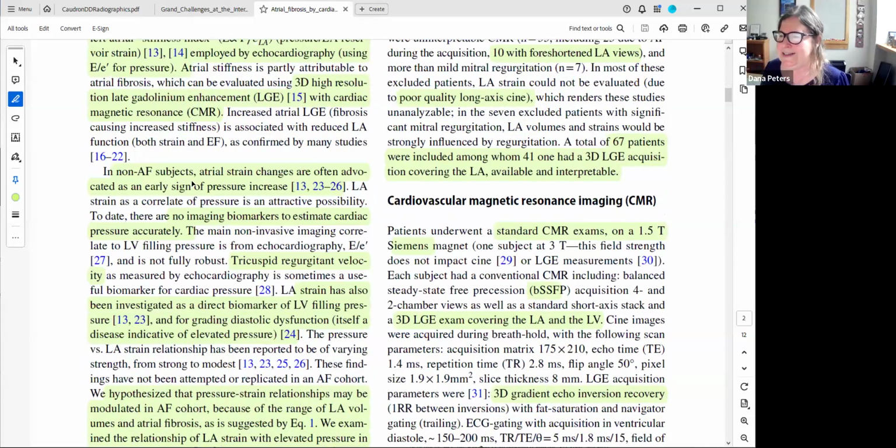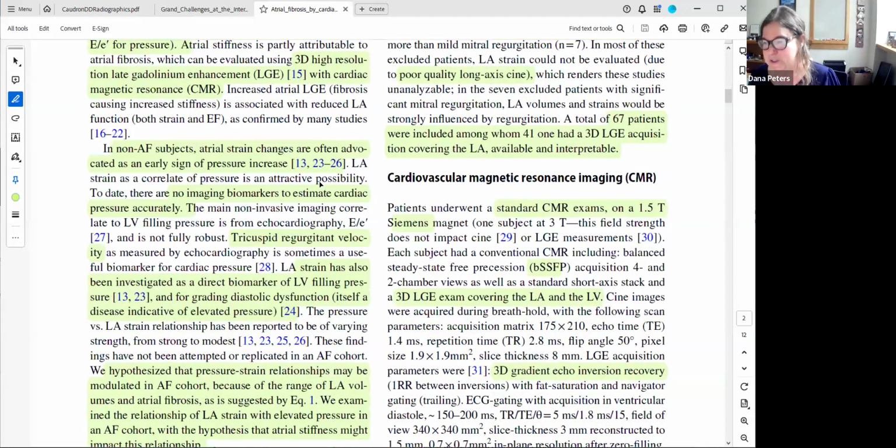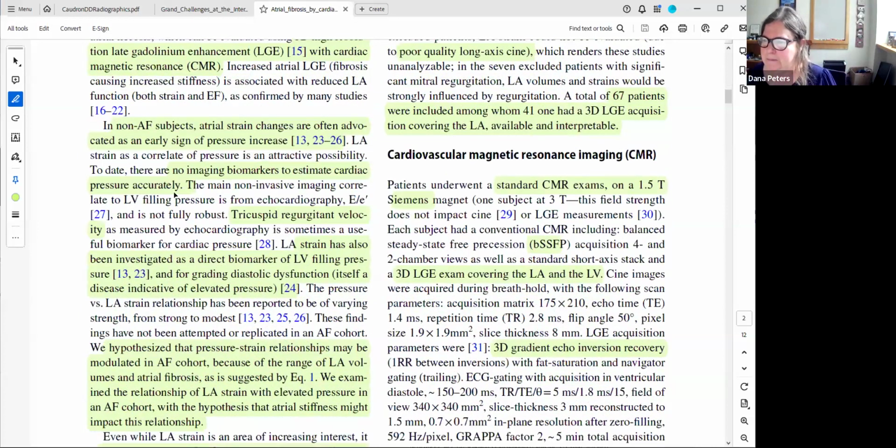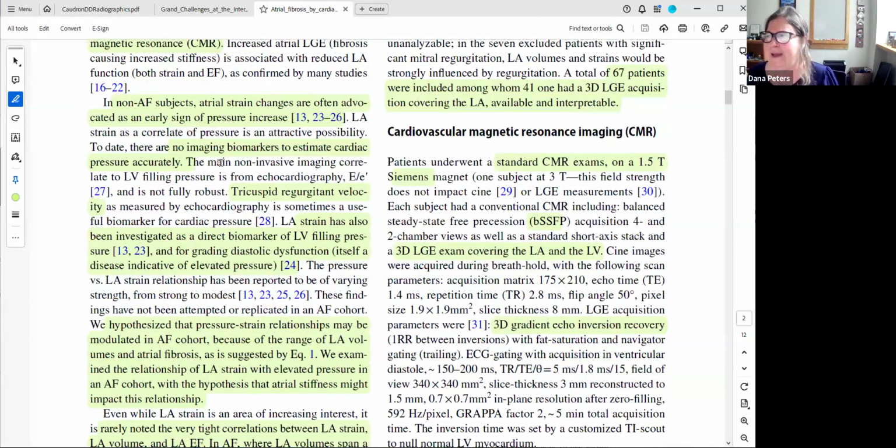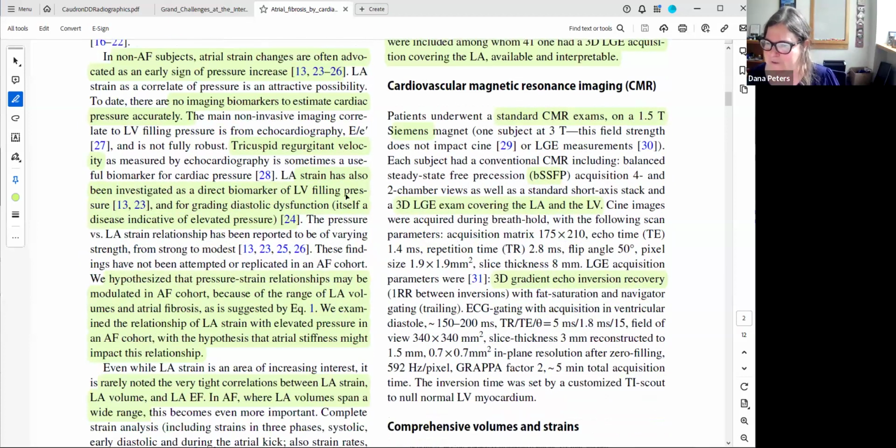What's important is that in non-AF subjects, there are so many papers that say that strain is related to pressure. And so the question is, in AF patients, where you have very large volumes, where you have remodeled left atriums, is this still true? This is really important, because if you could say that strain is an indicator of pressure, that would be a huge thing. So we wanted to really look at that in AF patients.